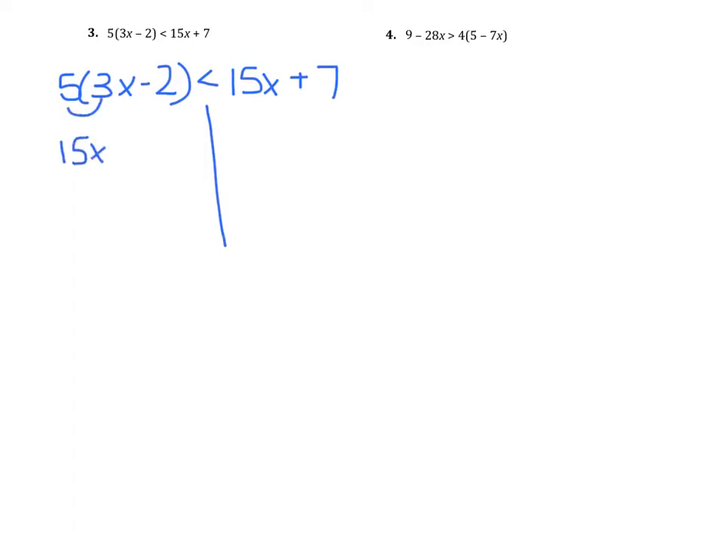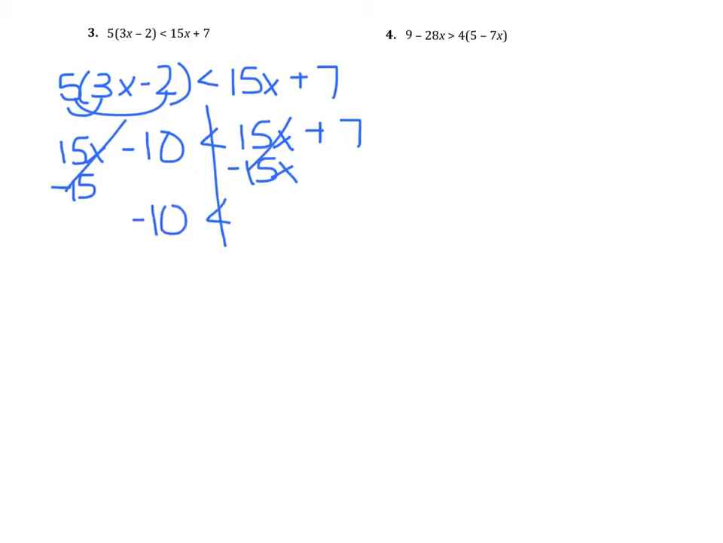Let's take a look at the next one. I have 5 times 3x minus 2 is less than 15x plus 7. Now let's go ahead and solve. I have 15x minus 10 and 15x plus 7. Now I'm going to bring my variables together first. So I have negative 10 is less than 7.